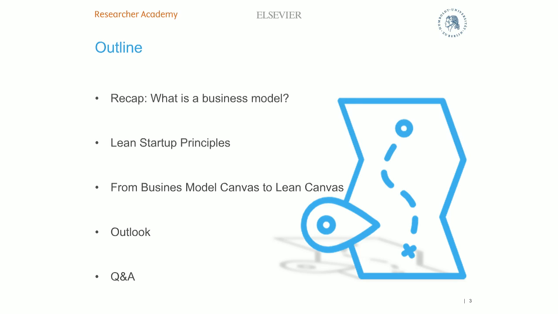First, I will take a short recap on what a business model is. You can find more information on this in a different webinar. Then I will go into the Lean Startup Principles, and after that we will see how you can move on from a classical business model canvas to a Lean canvas. After we finish this, I will give you a short outlook on what you might also be looking into, and then we will have our Q&A session.